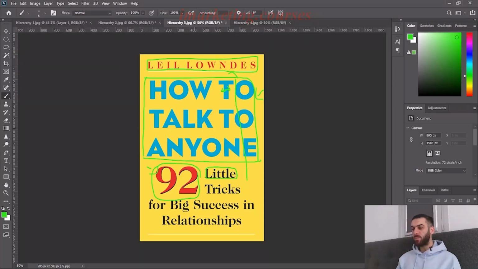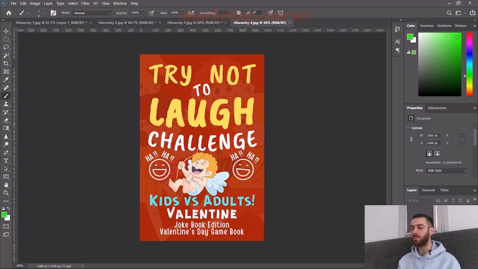So book title is the biggest thing. USP is the second biggest thing because it's part of the subtitle. Subtitle is the third biggest thing, and author name is the fourth biggest thing. And that's how we read this book cover. Let's look at one final one. Let's see how these people use hierarchy.